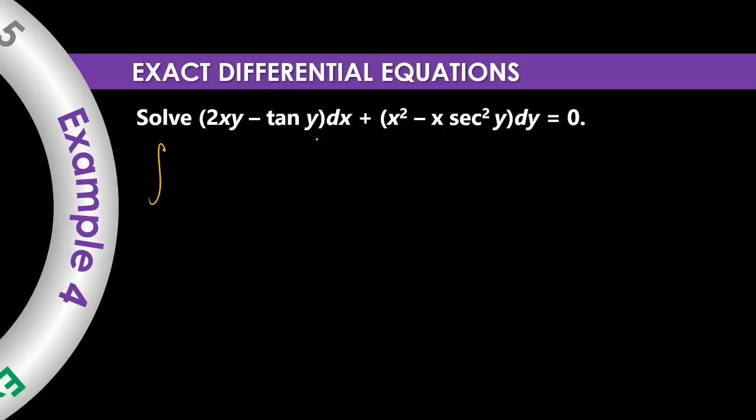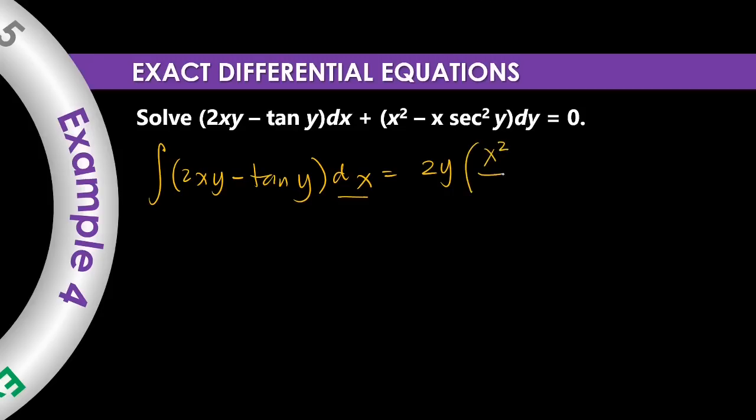To solve that, we integrate this term, 2xy minus tangent of y, dx equals. So, remember, kapag nag-i-integrate ka na ang variable ay x, you should treat y as a constant. We will get here 2y, constant na siya. Tapos integrate mo tong x, magiging x squared over 2, and then makakancel sa kanya yung 2. Ayan, makakancel to. Huwag mo kalimutan yung term na yan.